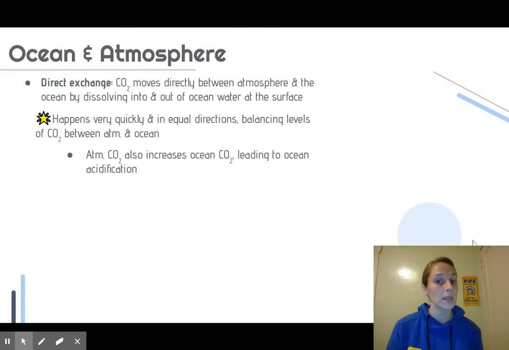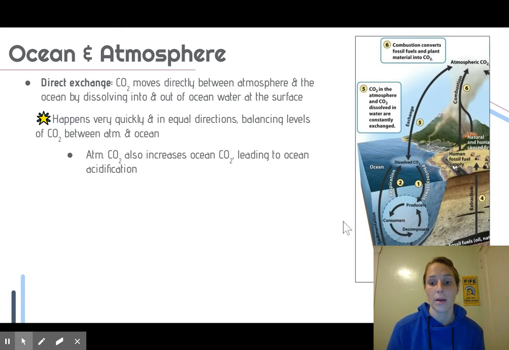Now, here's where that really matters. If we are having atmospheric carbon dioxide increase, that means that the ocean carbon dioxide is also increasing. And through this process, it leads to ocean acidification. So the ocean water is actually getting more acidic as it takes in more carbon dioxide.